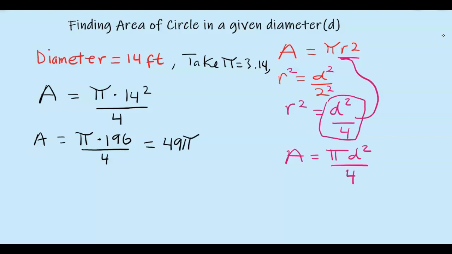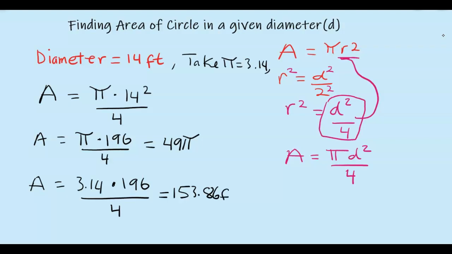If we don't want to leave our answer in pi, then we will go further to say that it's just 3.14 times 196 all divided by 4, and that will give us 153.86, and here the unit is feet, so feet squared.